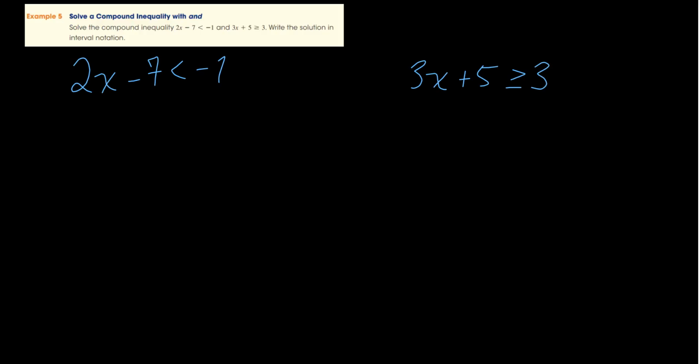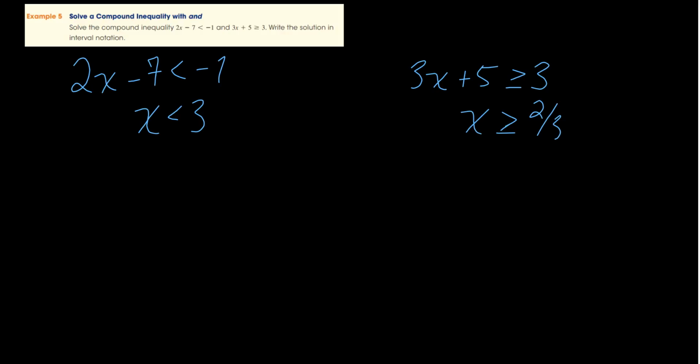So it looks like I can add 7 to both sides on the left. So we've got x is less than 3. And then we're going to subtract 5 from both sides here, and we end up with a negative 2. So x is greater than or equal to negative 2/3. Okay, I did that. I have my two solutions.